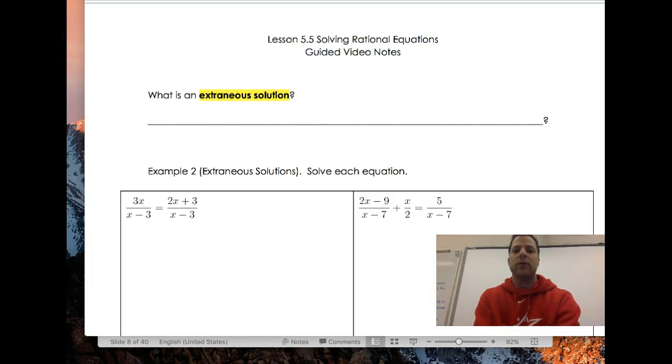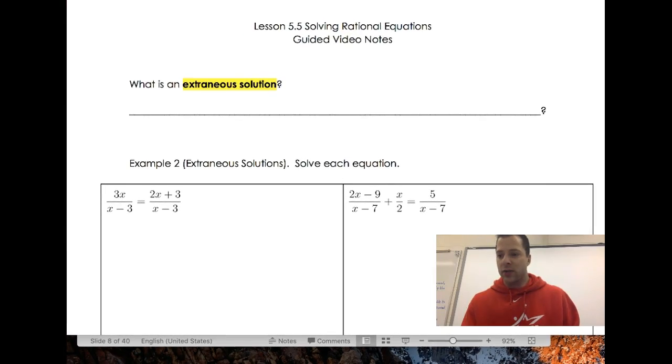Hey everybody, welcome to part 2 of lesson 5.5 on solving rational equations. This is the guided video notes, and we left off after solving our first example, and we're going to look at two more examples here, and we have this idea that we're going to introduce what's called extraneous solutions.